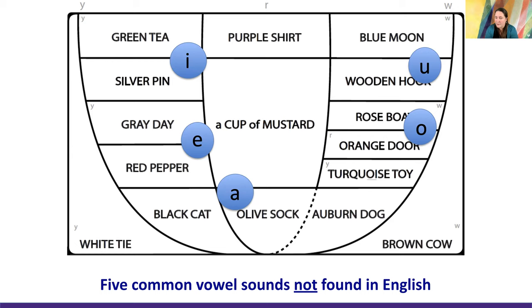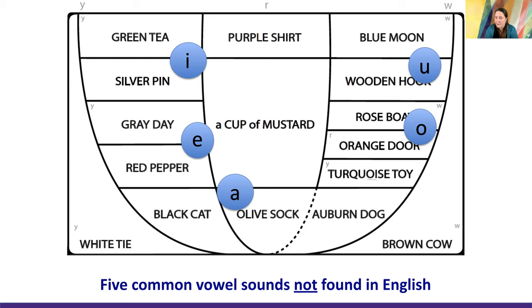E. You can try that with me. Green tea, E. So we're using time with our hand extending, with our arm going out, and that gives us time to listen. Silver pin, I. Gray day, A. Red pepper, E.